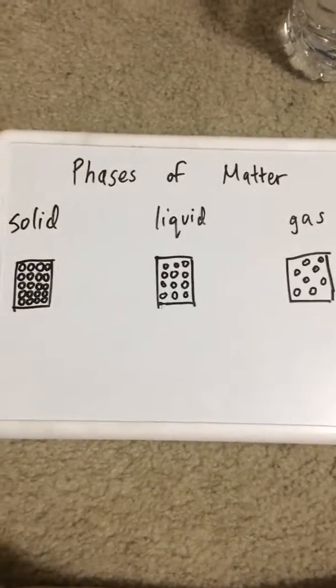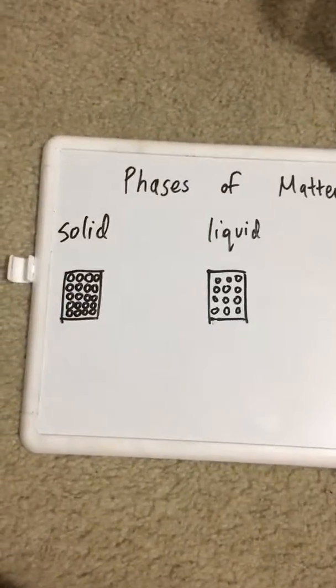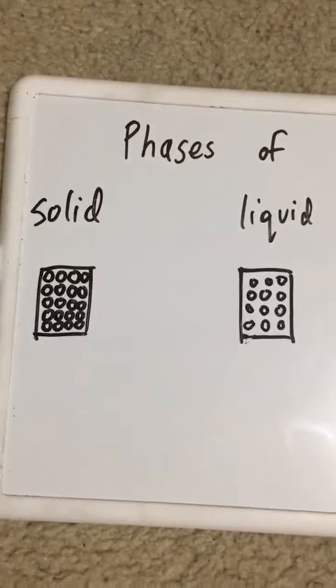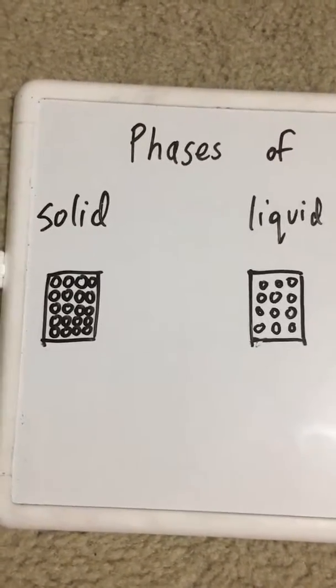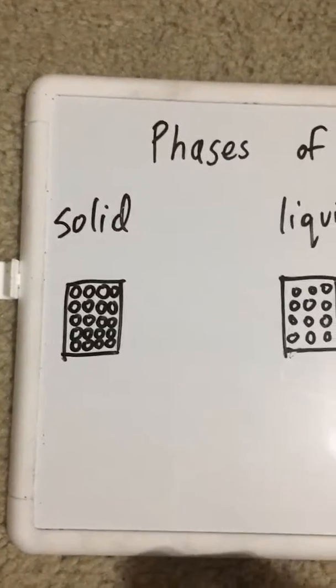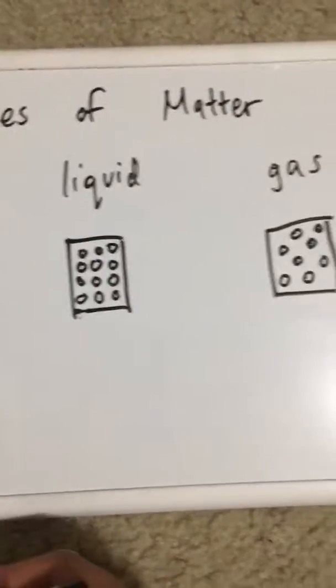So now we can see the differences between the spacings of the atoms for each phase of matter. But let's now get to more specific details. Not too specific, just general details to help us understand what defines a solid, a liquid, and a gas.